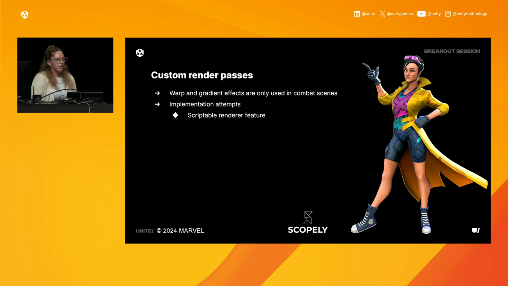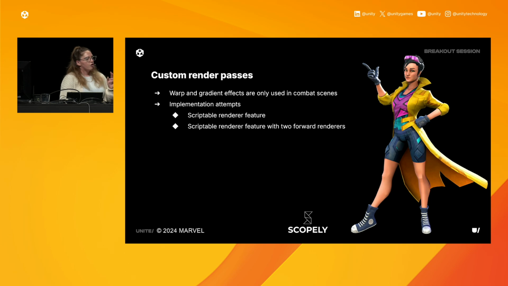So we tried another implementation, and we created two versions of our forward renderer. So we had one for combat and one for menus. So we attached the renderer features to the forward renderer for combat and assigned that as the renderer to all the cameras in combat. And then we had the one in menus, which didn't have the renderer features attached to it, and we assigned that to all of the menus cameras. But when we did memory profiling with this, we found that even outside of combat, we still saw those render textures in memory, which just wasn't what we wanted.